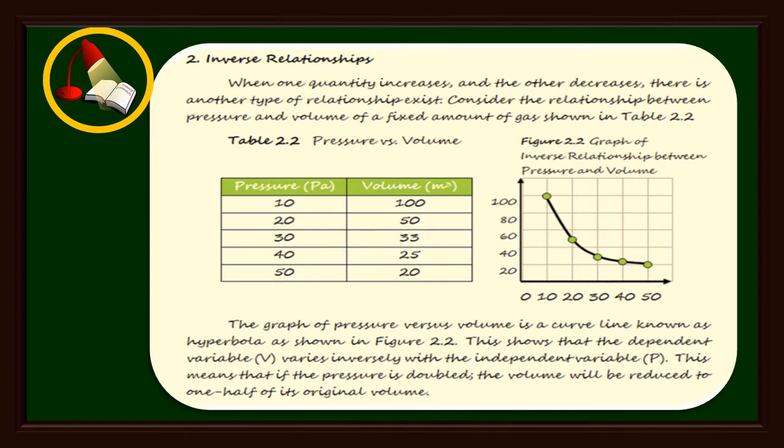This shows that the dependent variable V varies inversely with the independent variable P. This means that if the pressure is doubled, the volume will be reduced to 1/2 of its original volume.